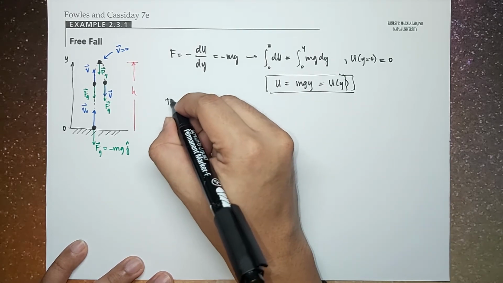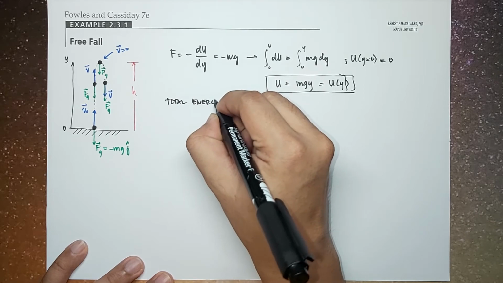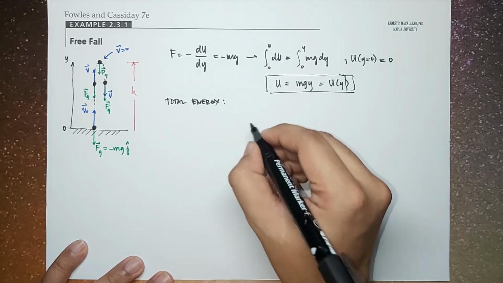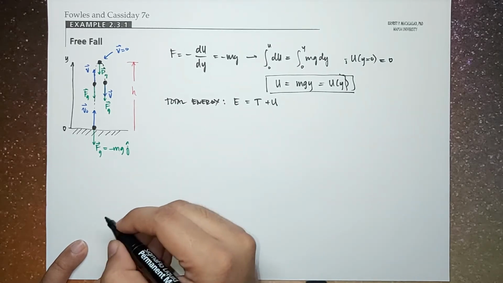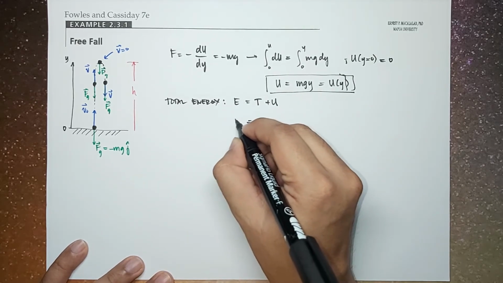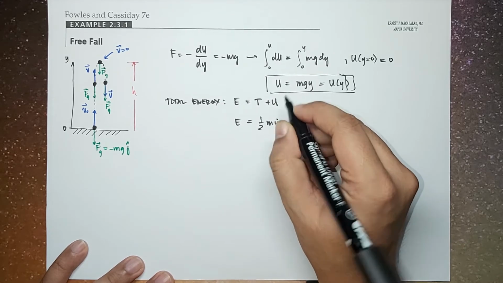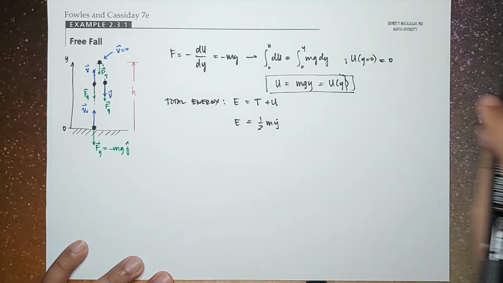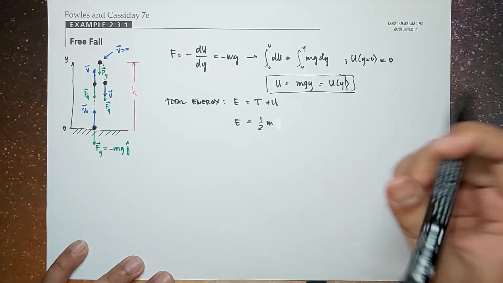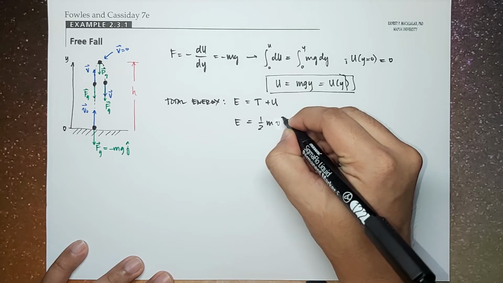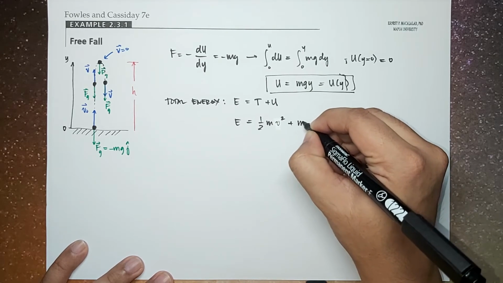Therefore the total energy E, which is equal to the sum of kinetic and potential energy, will now be equal to 1/2 m y dot squared, or v squared, plus mgy.